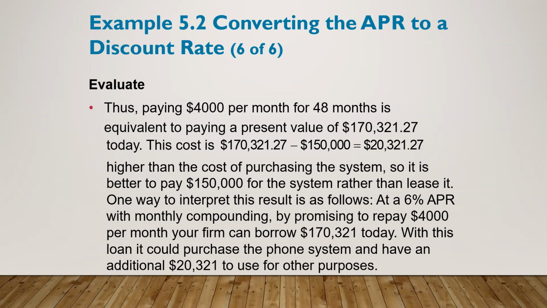One way to interpret this result is as follows. At a 6% APR with monthly compounding, by promising to repay $4,000 per month, your firm can borrow $170,321 today. With this loan, it could purchase the phone system and have an additional $20,321 to use for other purposes.